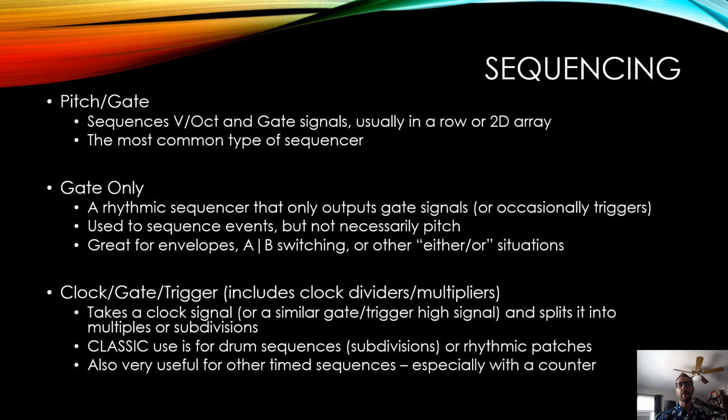Pitch and gate is the most common type of sequencer. Usually it sequences volts per octave and a gate signal. Typically this is in a row or 2D array where you have a row of different knobs and you can turn those to set the different volts per octave, and then it will give you a row output and a gate output that are synced to a clock. So it will step through, send one value from the row, one value to the gate.